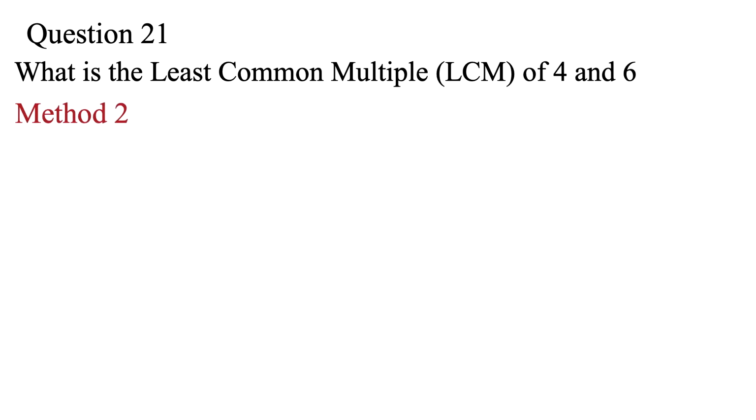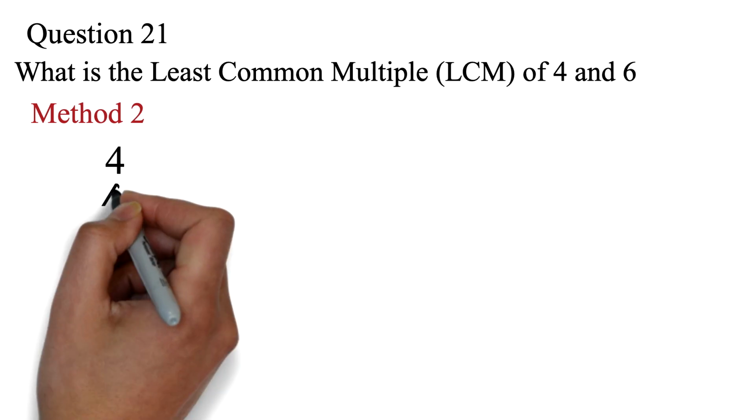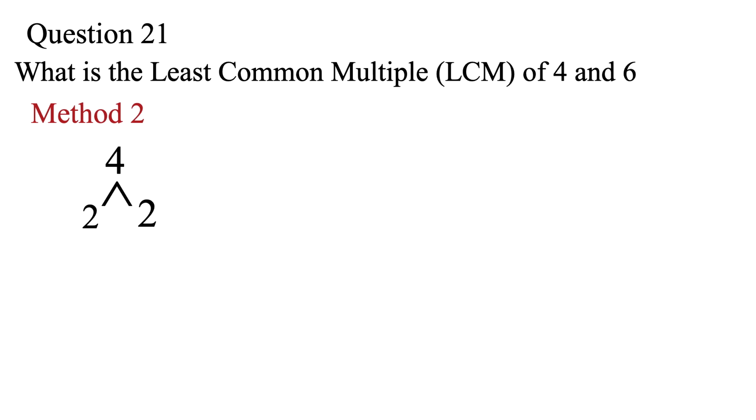Method 2. Here, we will use factorization method. The method is like method 2 for finding GCF. We will find the prime factors of 4. 4 can be expanded as 2 times 2. Since all factors are prime now, there's nothing to do. So the prime factors of 4 is 2 times 2. Next, we work on the 6. 6 can be expanded as 2 times 3. Nothing further can be done here. The prime factors of 6 is 2 times 3.